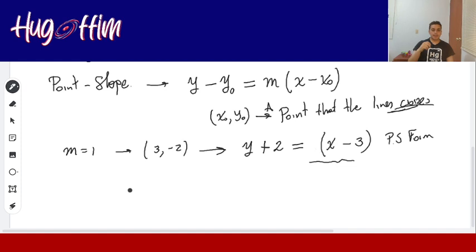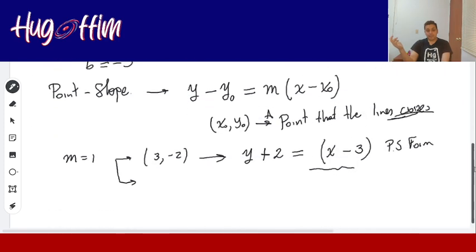Okay? You can tell me, hey Hugo, but here is the thing. This line also crosses the point 5, negative 4.